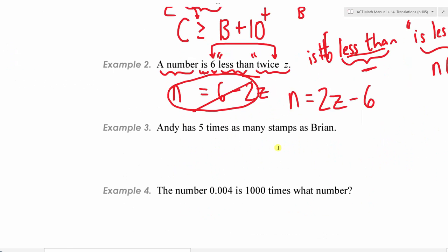Number 3, Andy has 5 times as many stamps as Brian. Andy would be A, the 5 times, obviously that's going to be 5 times, and then Brian. So that has is just going to translate to an equal sign here. So Andy is 5 times whatever Brian is. Andy equals 5B. Whatever the number of stamps Brian has, Andy is equal to 5 times that. This is a 5, by the way, not an S. So A equals 5B. That's what example 3 translates to.